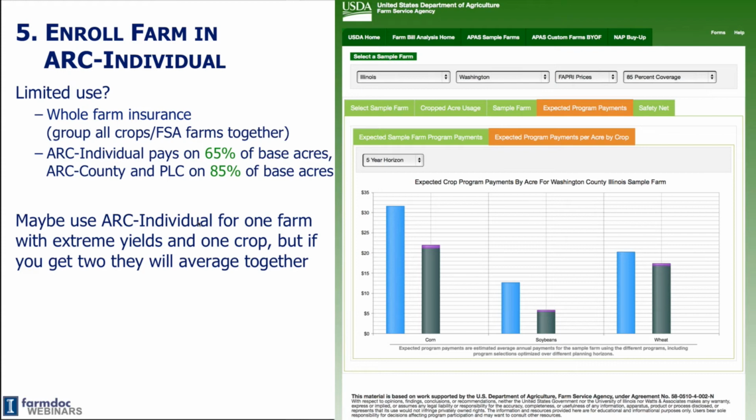ARC individual, we see limited uses here, and we'll come to the cases where we think it will be. Two reasons why: it's whole farm, it lumps all the crops together, and that makes it harder to pay. And ARC individual pays on 65% of the base acres, where ARC County and PLC make payments on 85% of the base acres.